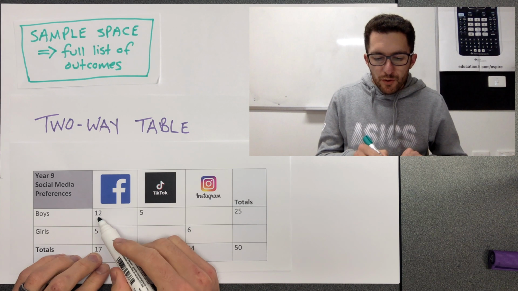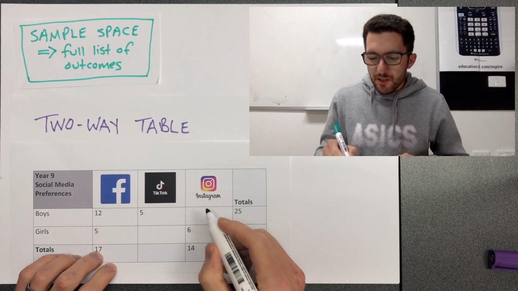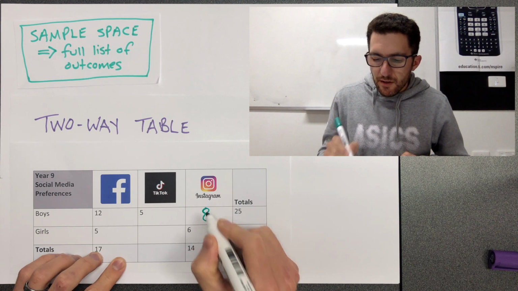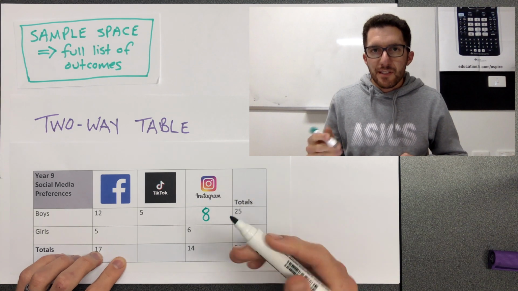So we know that 12 plus 5 is 17. To get to 25, there must be 8 left over. That means there were 8 boys who preferred to use Instagram as their main social media.